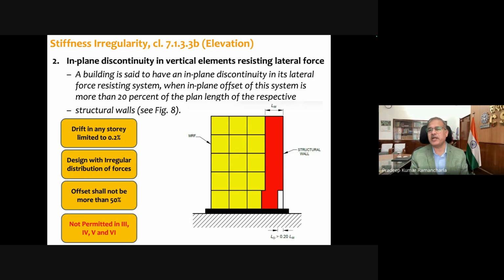Then coming to in-plane discontinuity in vertical elements. As you can see, this is in-plane discontinuity. Earlier one was out-of-plane discontinuity. When we say in-plane discontinuity, the offset is more than 20% of the in-plane dimension, as you can see, structural wall. So there are a lot of restrictions in that. Number one, it is not permitted in zones 3, 4, 5 and 6. Second, in zone 2, drift of that story is limited to 0.2%, and then design with irregular distribution of forces, and offset is not permitted more than 50%. So that is another severe restriction in stiffness irregularity.